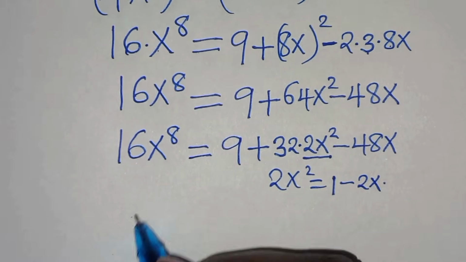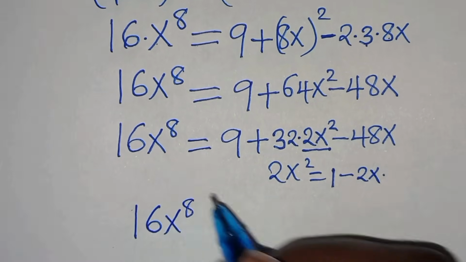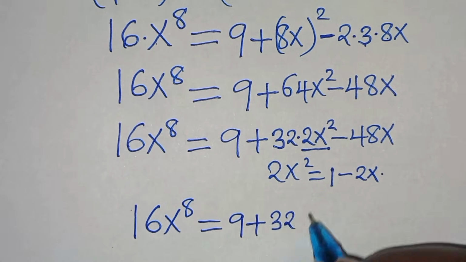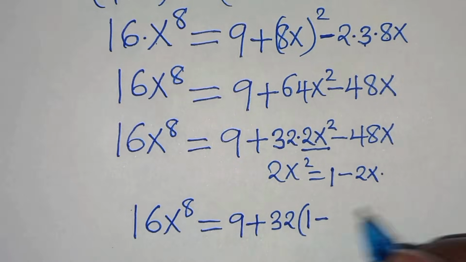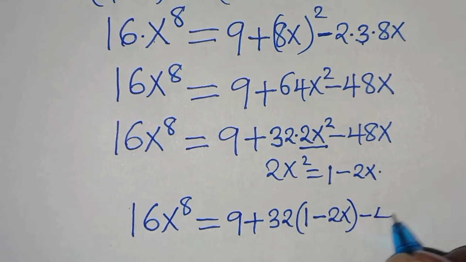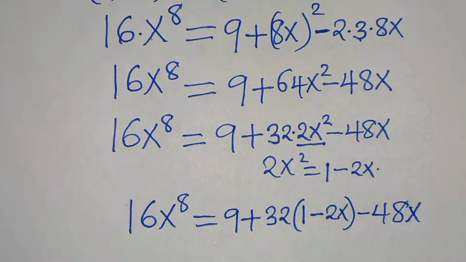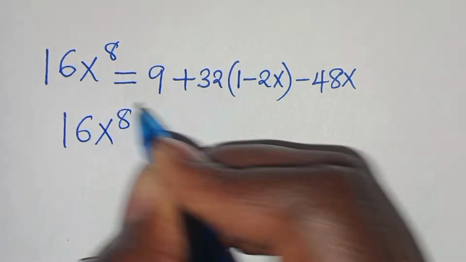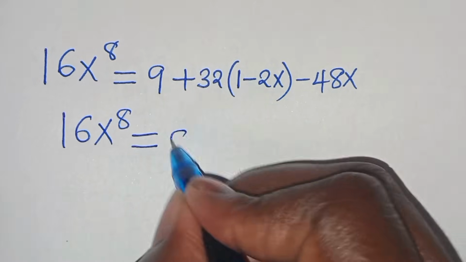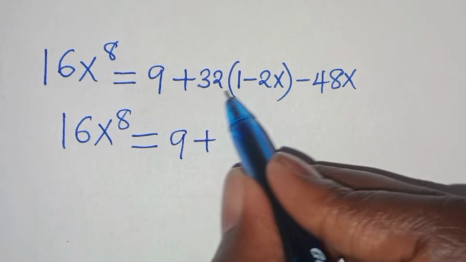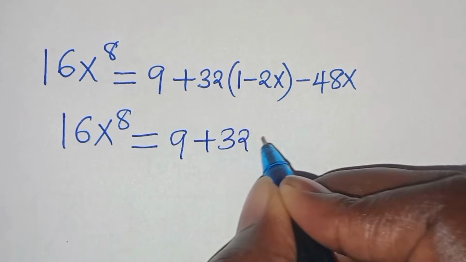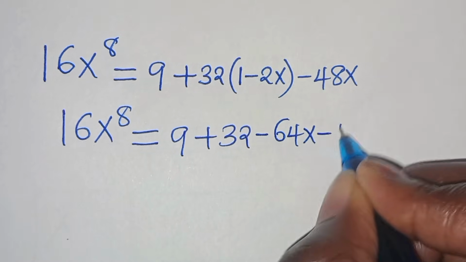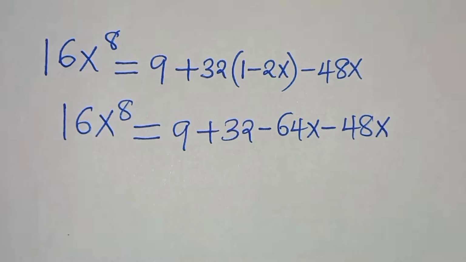Let's substitute this so that we have 16x to the power of 8 equal to 9 plus 2 multiplied by 1 minus 2x, minus 48x. Now let's open the parentheses here. That's 2 times 1, this is 2. Subtract 2 times 2x, this is minus 64x, then minus 48x.